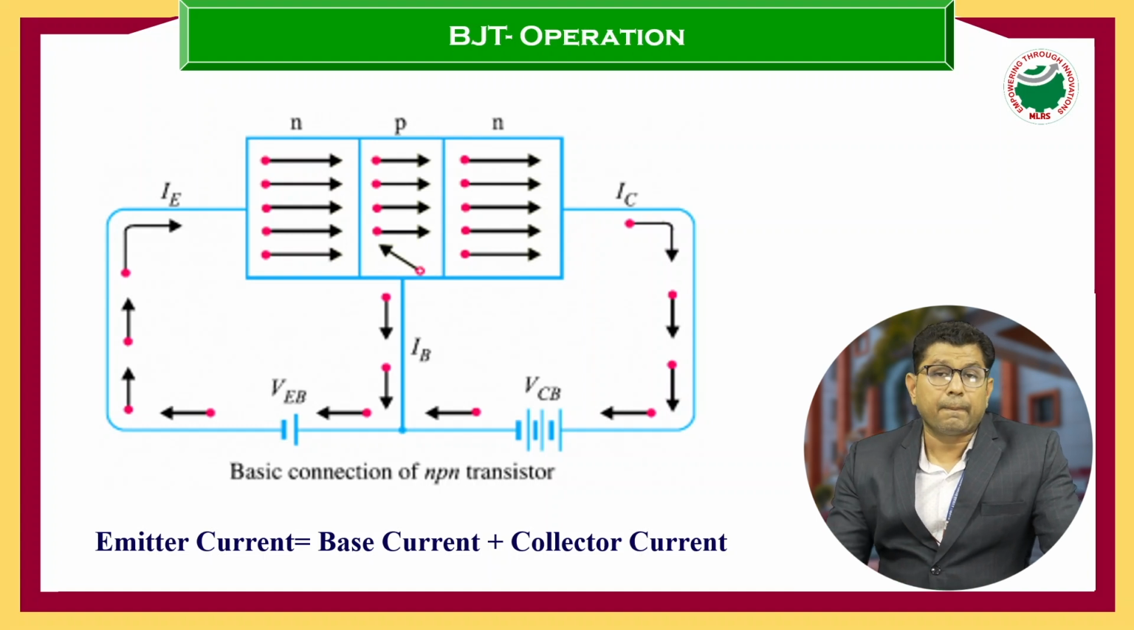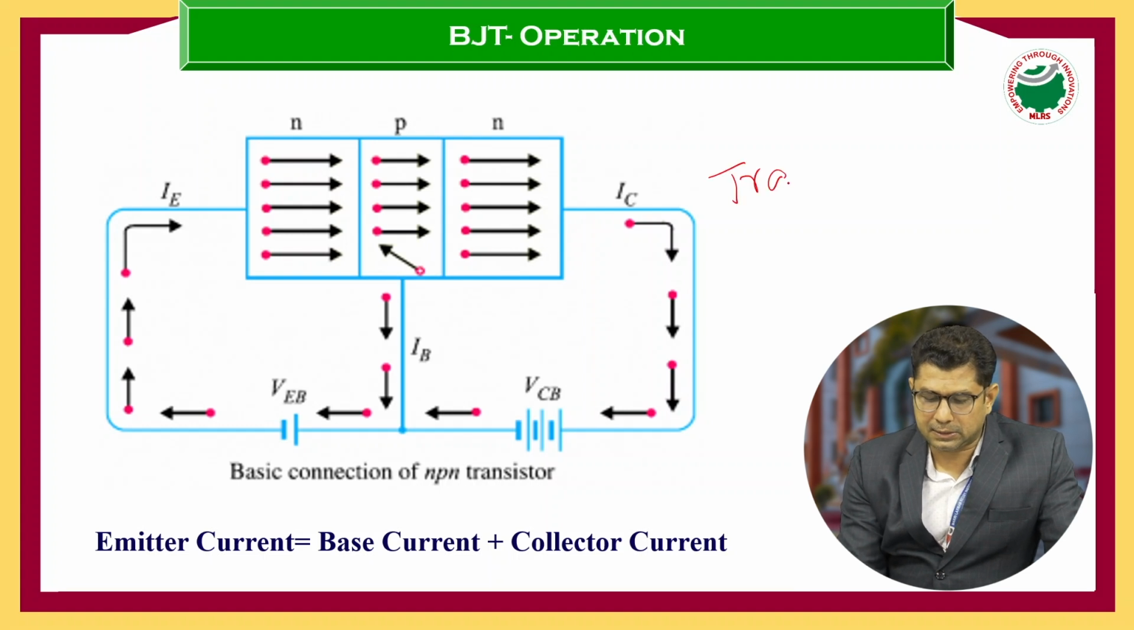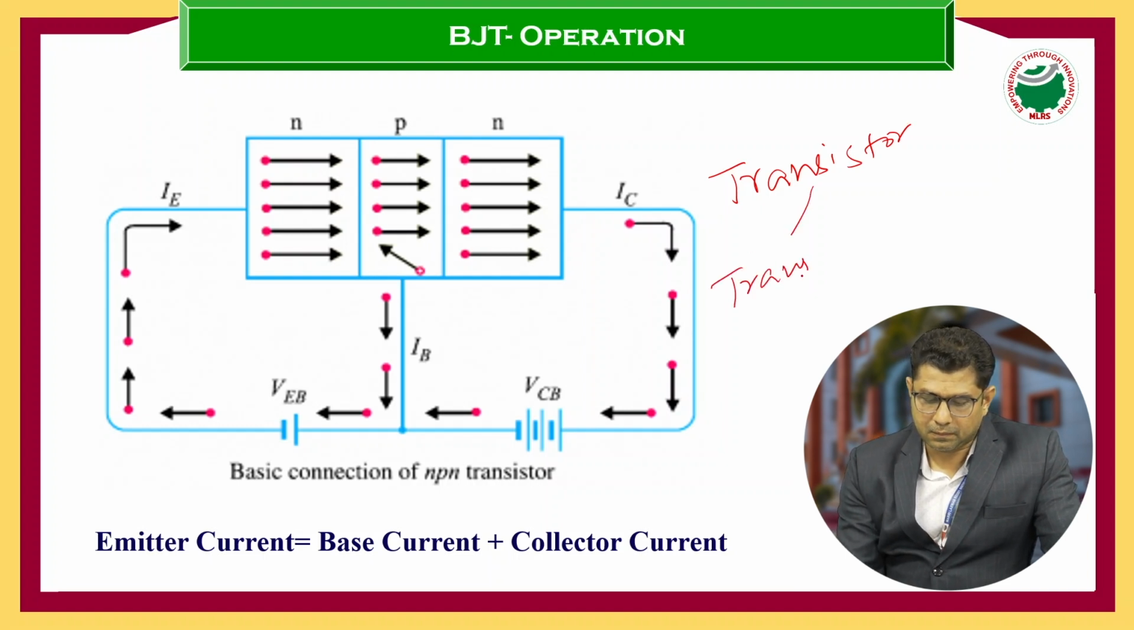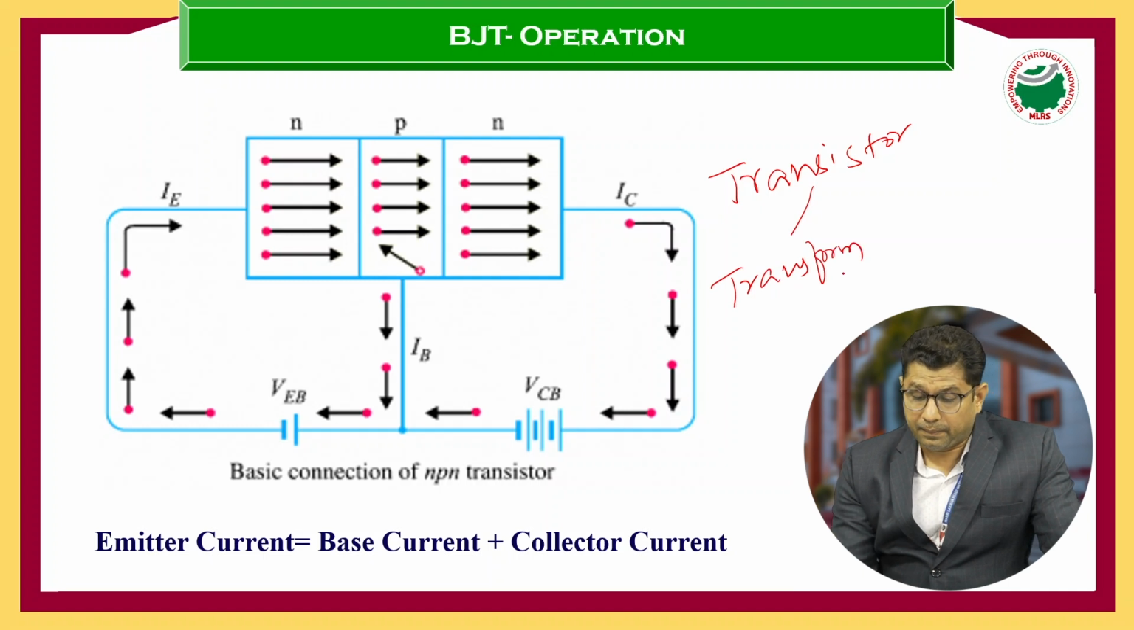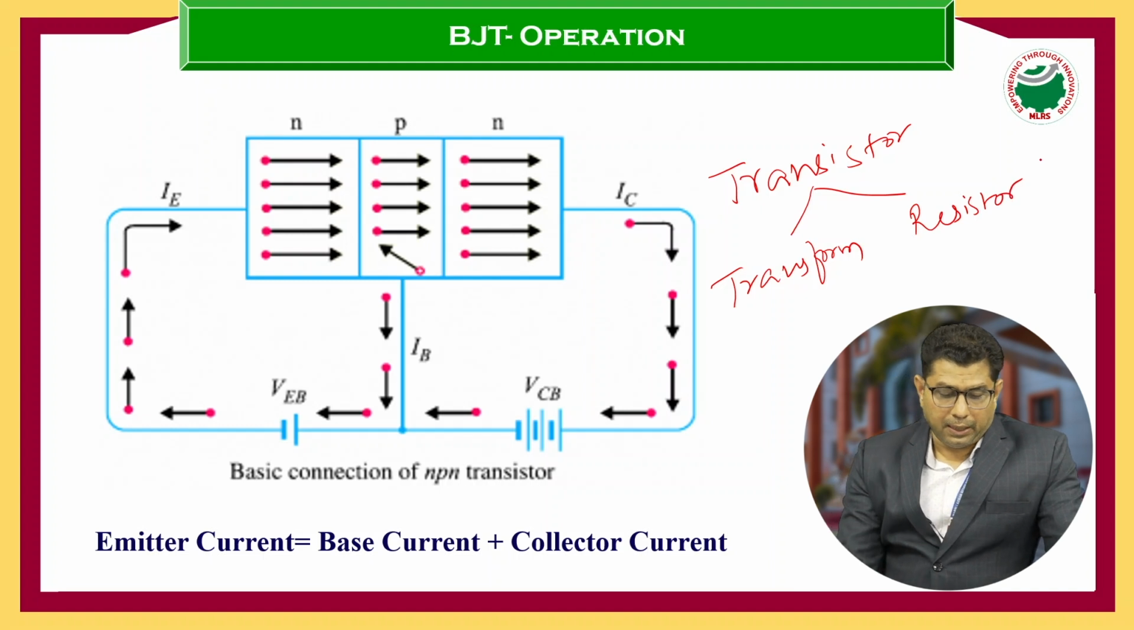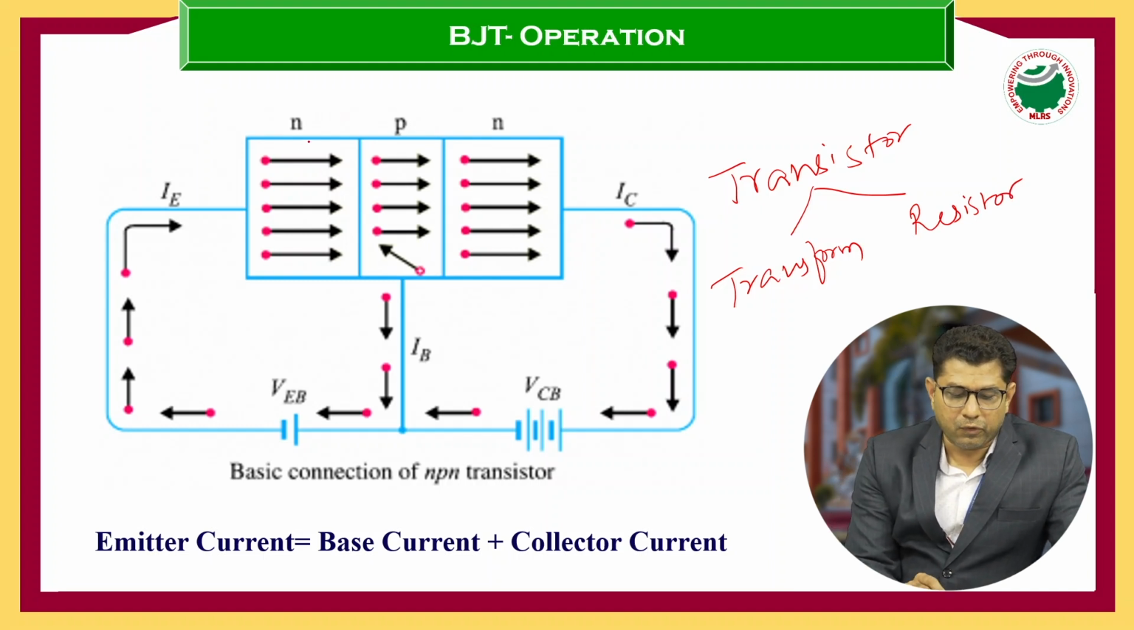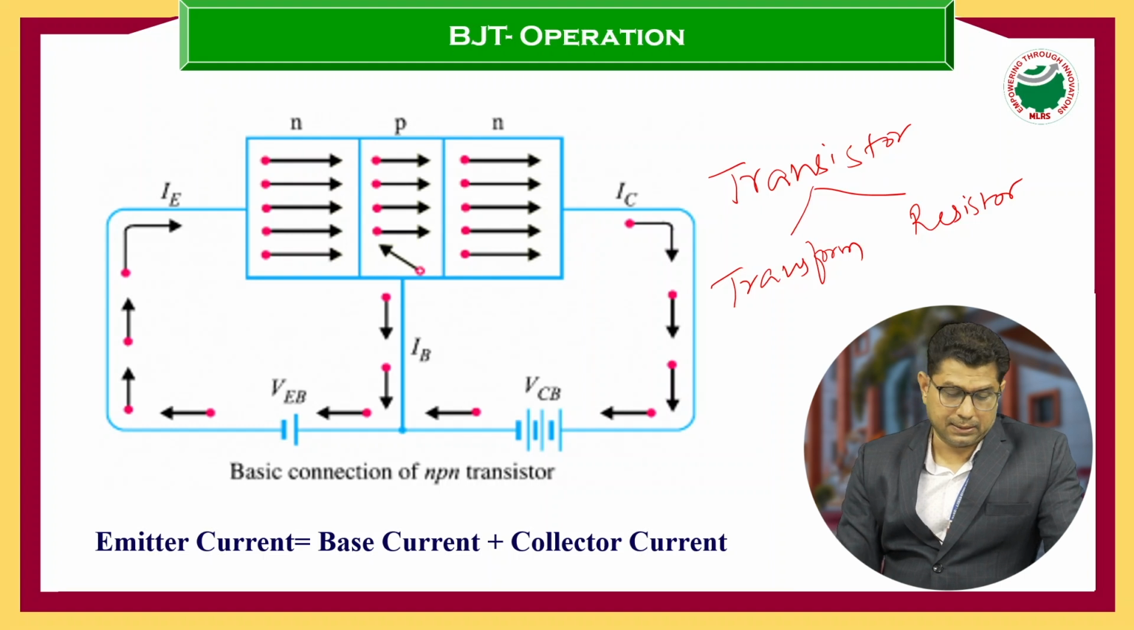See here the name bipolar. What is the meaning of it? Bi means two. Polar means two types of charge carriers, electrons and holes. Both are involved. That's why this is called a bipolar junction transistor. Now see the name transistor. Transistor is nothing but transfer resistor. Presently we are considering an NPN transistor.